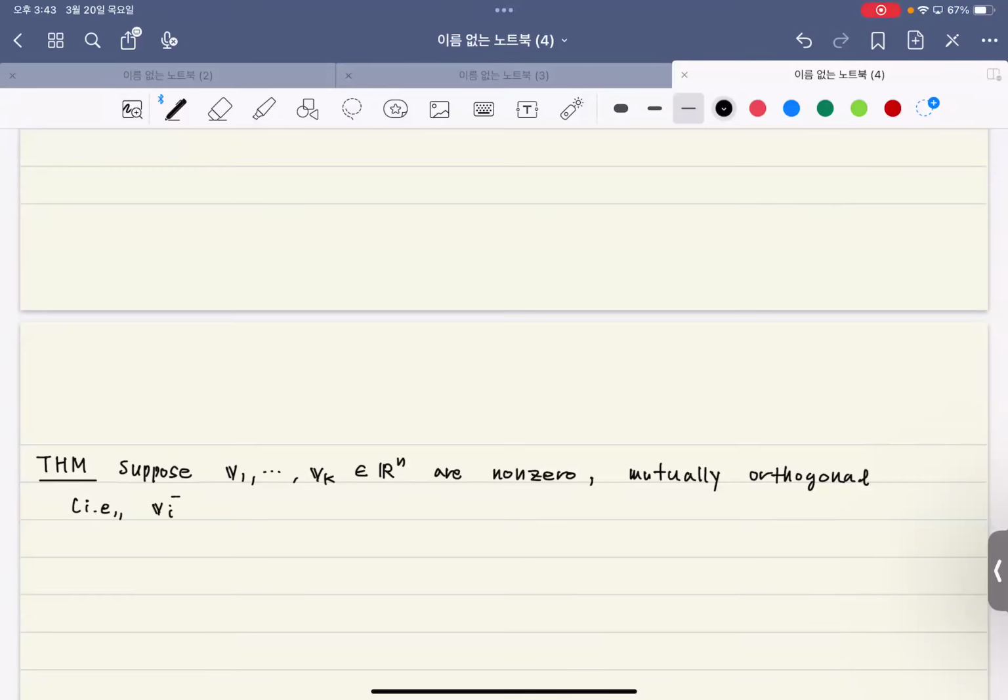All right, I want to prove this. Since we are trying to prove that a certain set of vectors is linearly independent, we need to consider this vector equation: c1 v1 plus and so on plus ck vk is 0. If I can show that all these coefficients equal 0, then these vectors are linearly independent. How? We take the inner product of vj with this vector.